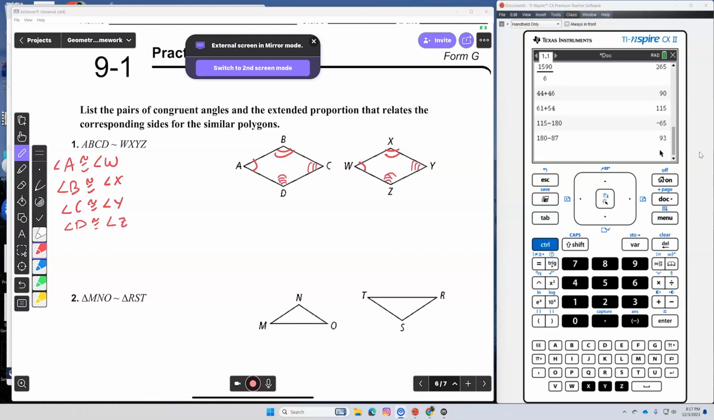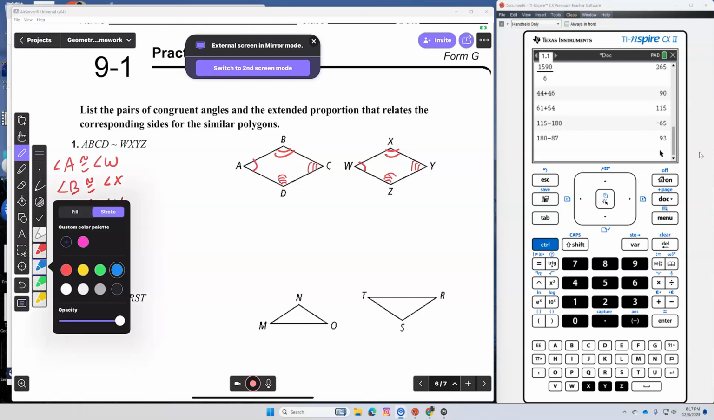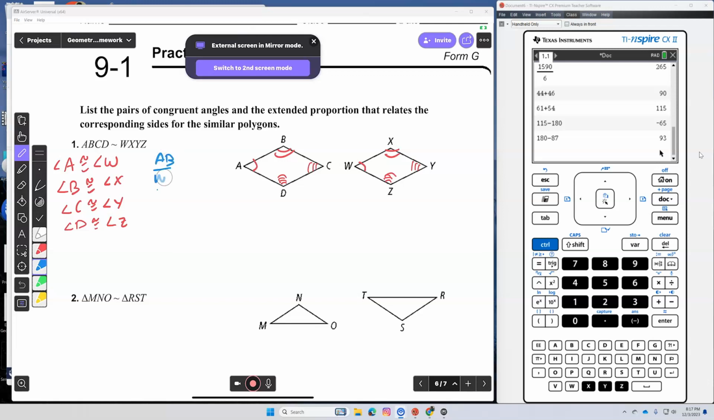So there are markings. So now what I'm going to do is use the actual statement to come up with the extended proportion. So AB to WX is equal to BC is to XY, which is equal to CD is to YZ, and AD is to WZ. And what I'm doing is using this statement here to come up with the proportion. AB is to WX, BC is to XY, CD is to YZ, and this is the extended proportion.